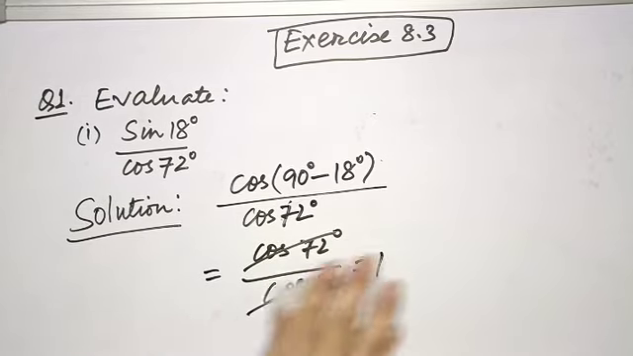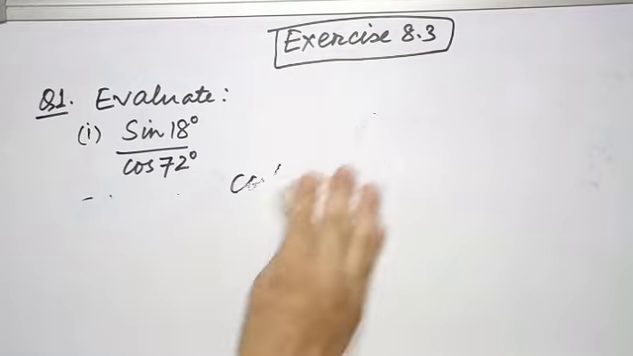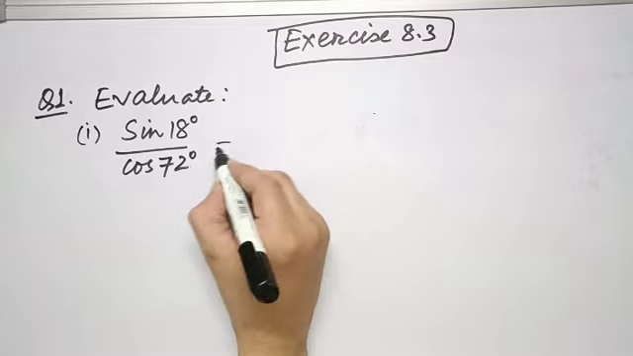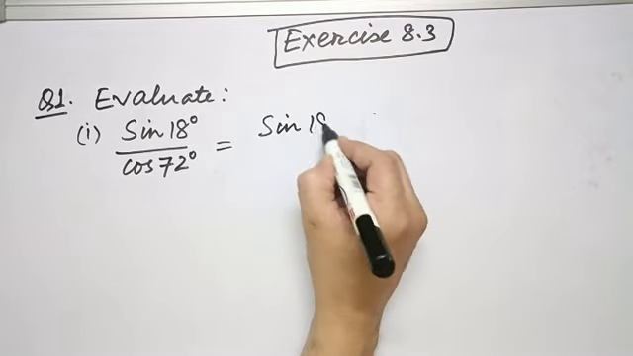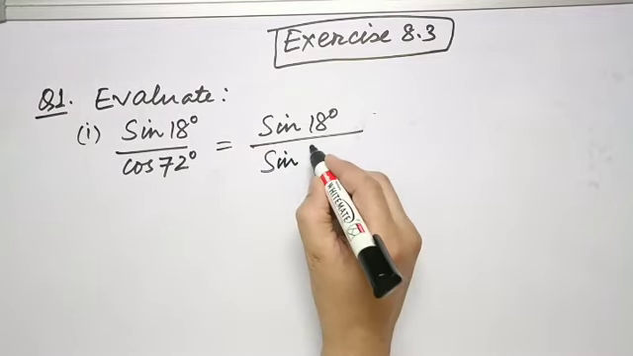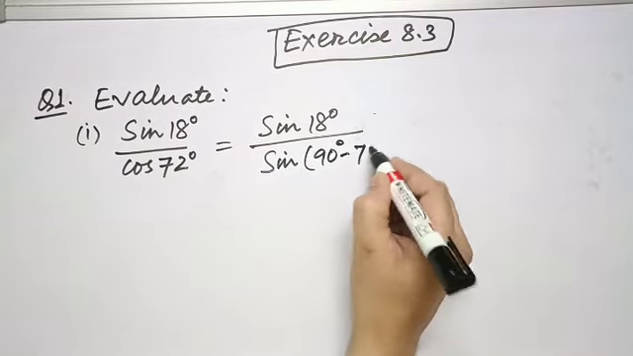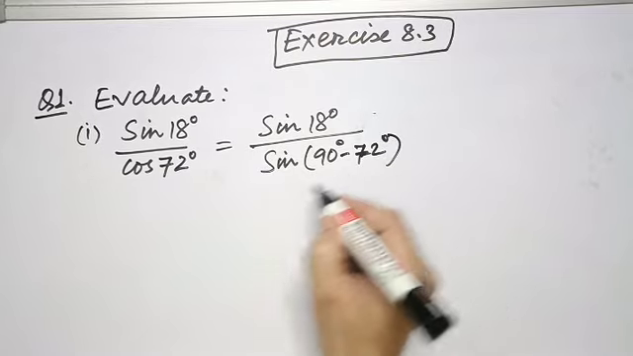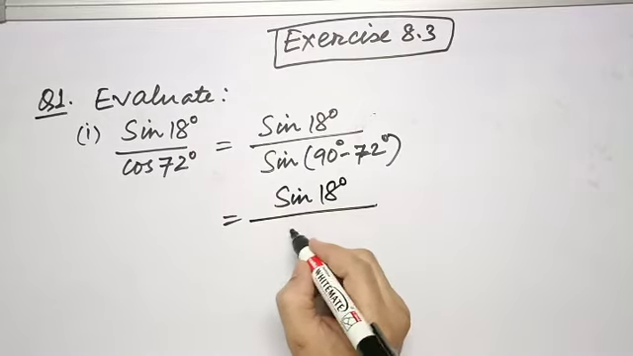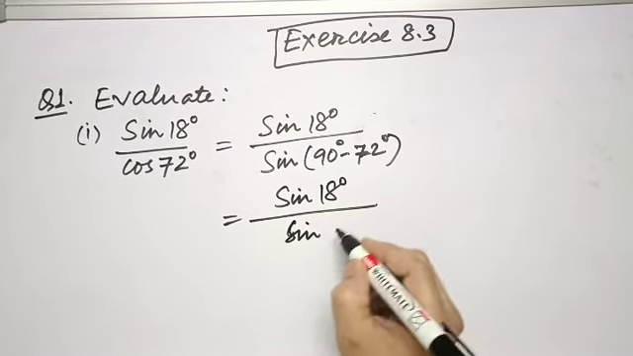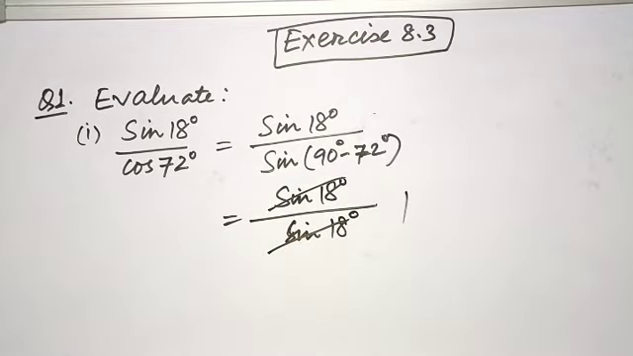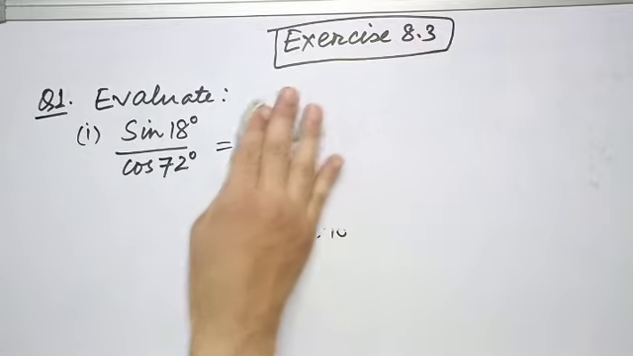Okay, so this is very easy, and it is not something that you are going to change only the sine value. If you write the sine value as same like 18 degree, and cos, if you change to sine, this will become sin 90 minus 72 degree, and sine will remain as 18 degree, and the denominator is going to be sin 18. Here again you will cancel and you will get the 1. Okay, so this is very easy question.